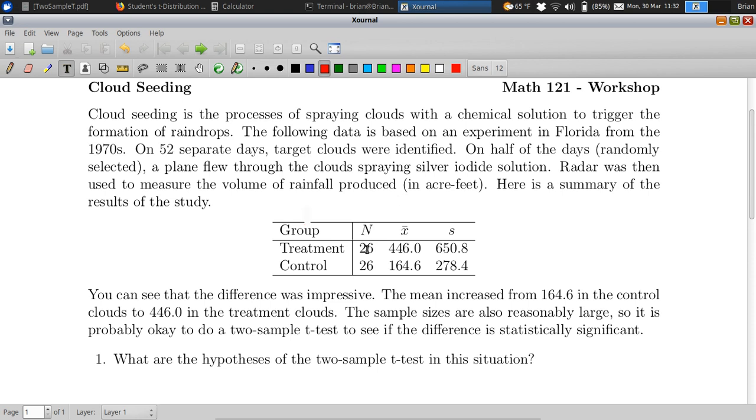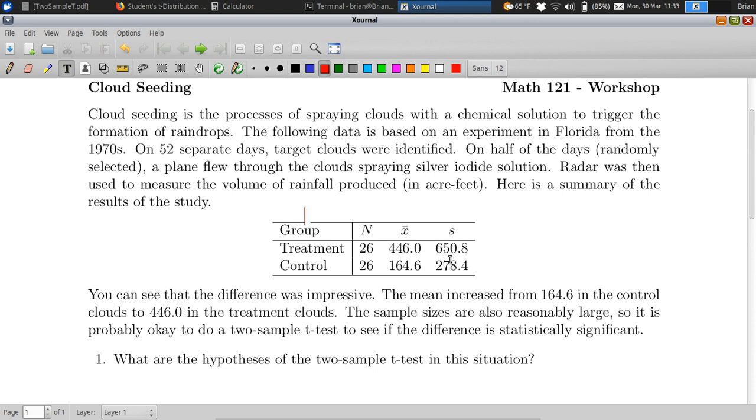They used radar to track the clouds and see how much rain the clouds produced. On 26 of the days, randomly selected so there should be no bias here, they tracked the clouds after they sprayed them with the plane, and it produced 446 acre feet. That's kind of an interesting unit. I guess that's what you get when you use radar to measure the rainfall in the clouds. It's like acres of area and then feet tall of the clouds that are producing the rain. So they got that much rainfall when they sprayed, and then they got this much smaller number when they didn't spray, 164.6. Just looking at these two numbers, wow, that's a lot more rain when they sprayed, so that really makes it look like cloud seeding is working.